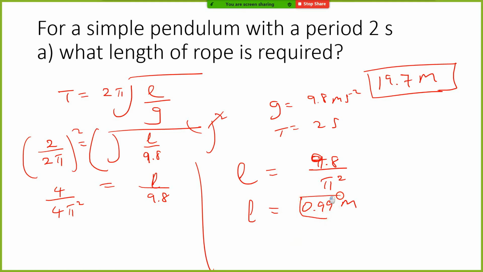Oh, sir, I realized my mistake. Instead of putting 9.8, I did 998. Oh, okay. Well, make the mistake now.